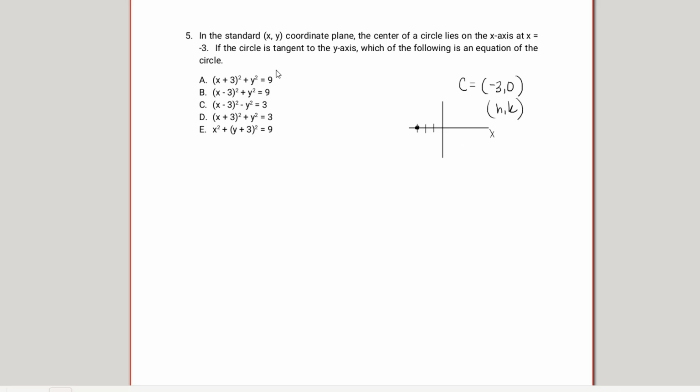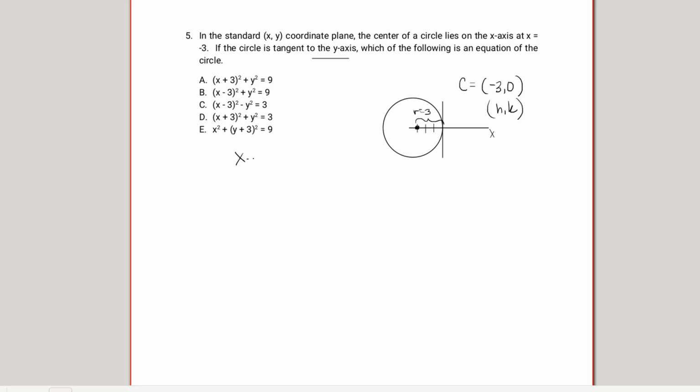And it also says the circle is tangent to the y-axis. So tangent means it touches at one place, and here's our y-axis. So I have a feeling our circle is going to be tangent right there. And so we have right here a radius of 3. r is equal to 3.